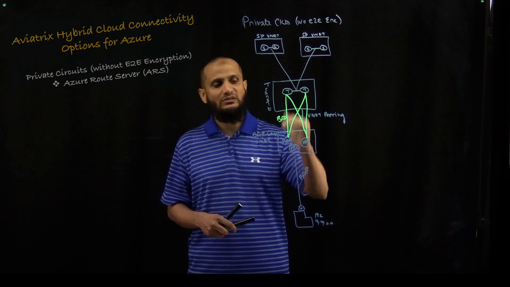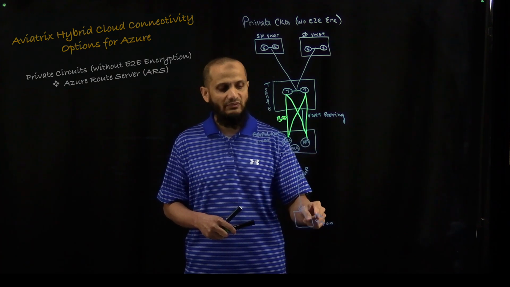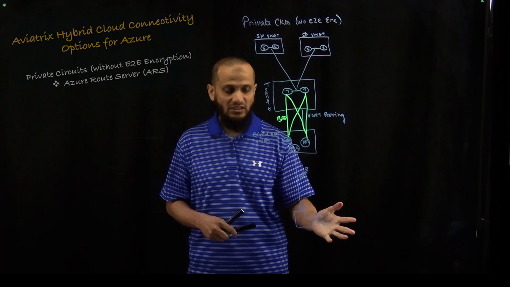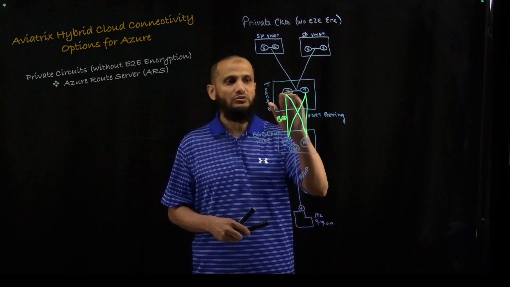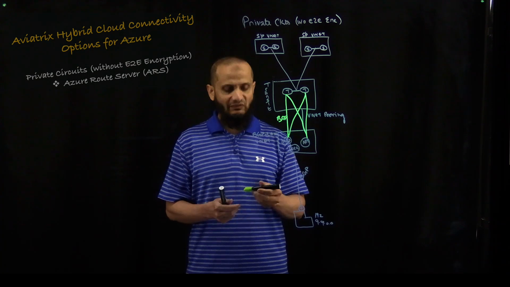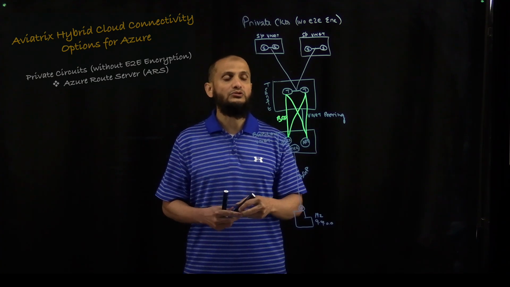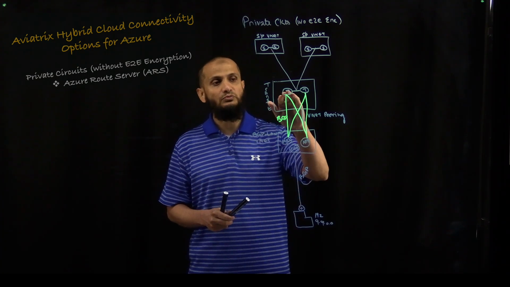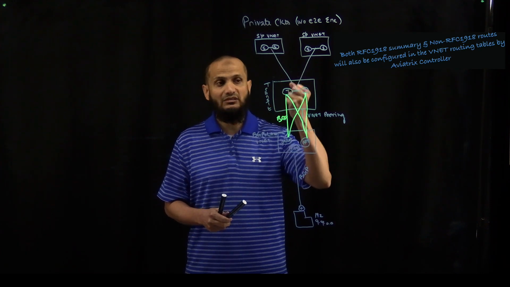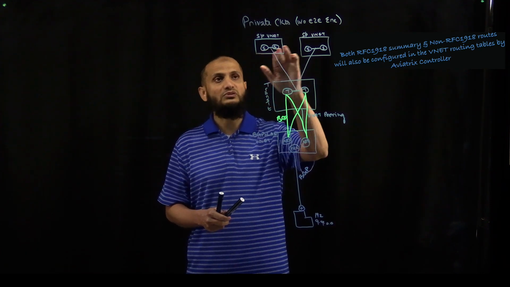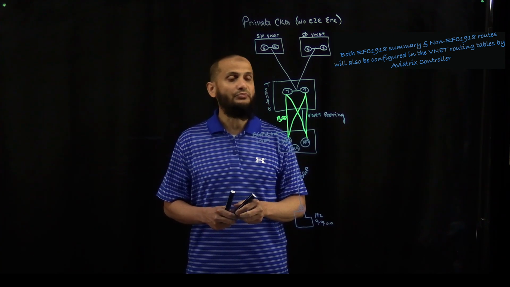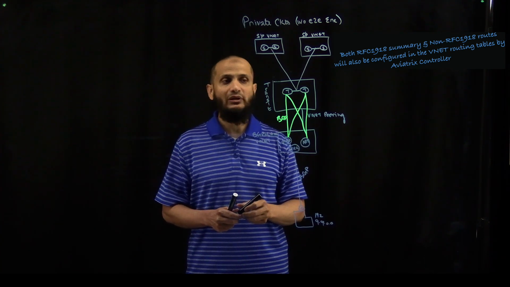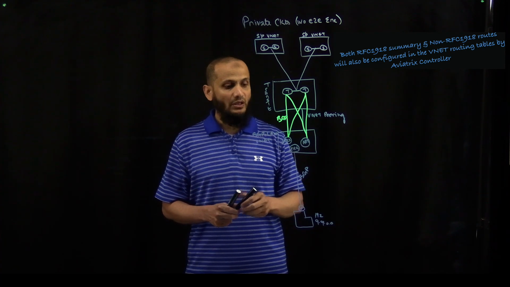Now the transit gateways are going to receive all these routes, like the 192 route, which is RFC 1918, and the non-RFC 1918 route, which is the 9 route, to the transit gateway. Now the Aviatrix controller is going to do its magic, and it's going to take these routes and then propagate them into all the spoke gateways. This is called software-defined routing, or SDN routing in short.